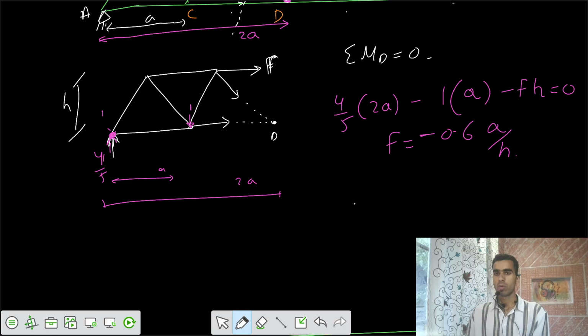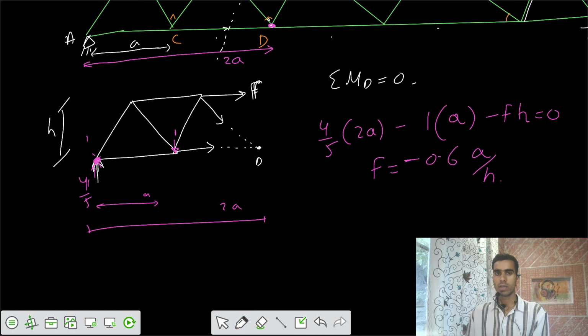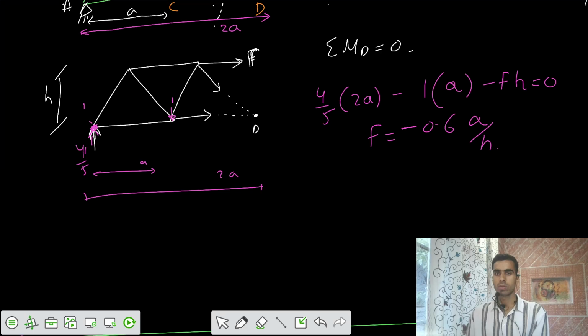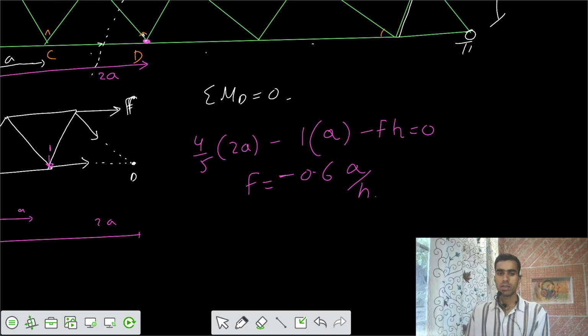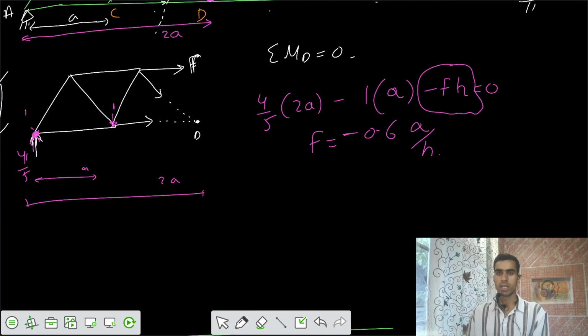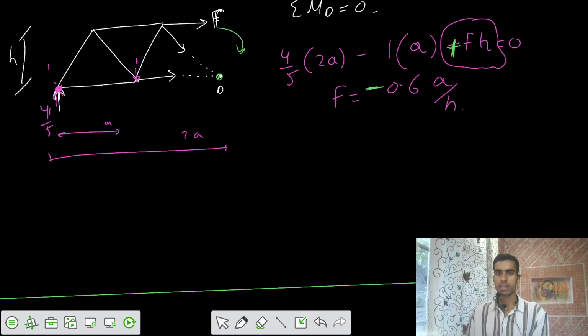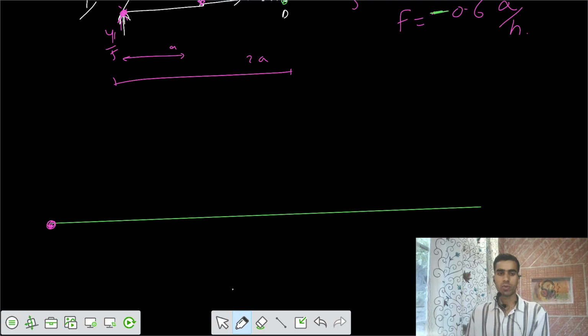Positive minus negative, it should be negative. Is this moment about point D positive or negative? I think this is positive, clockwise about this point. So that's why finally it's coming negative 0.6 a by h. So the second ordinate is negative 0.6 a by h. So that means you have to join them by a straight line.